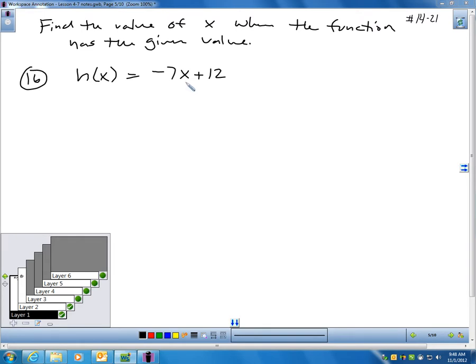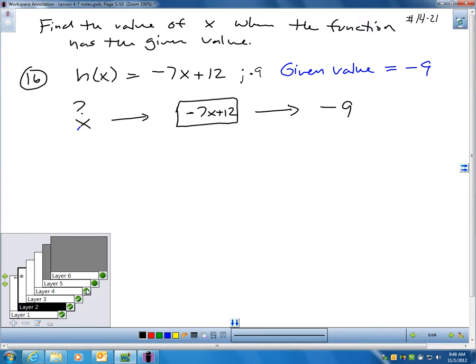in 16 so that h of x equals negative 7x plus 12, and you can see that then they put a colon after that, 9. In other words, I want to find out what is x if h of x is equal to 9. So the given value is 9. I'm sorry, I misspoke. Negative 9 I meant to say. I didn't read carefully enough. So the given value is negative 9 in number 16. After the colon, they gave us negative 9.